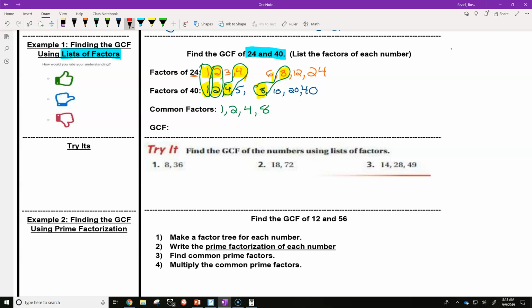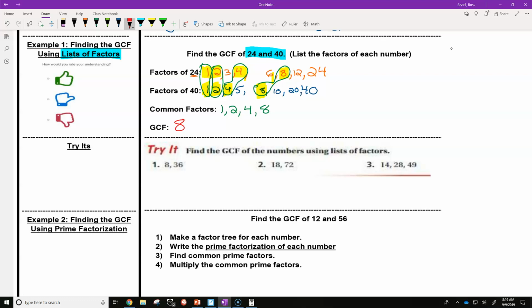What is my greatest common factor? Eliza, what would be my greatest common factor between 1, 2, 4, and 8? What's the largest number? 8. 8 is the biggest number. That is your answer. That is all we have to do.